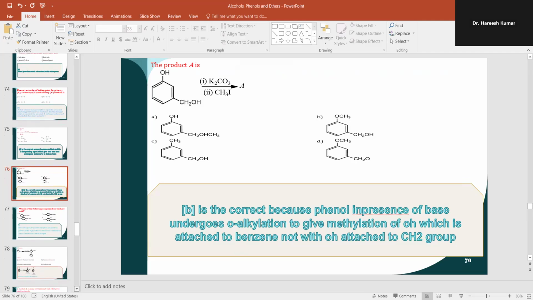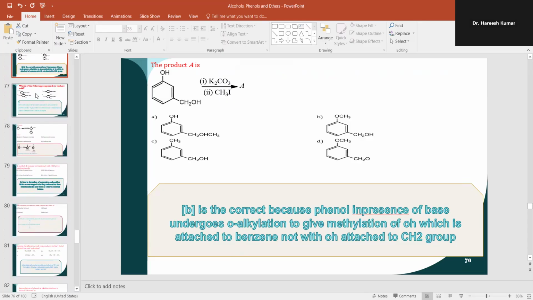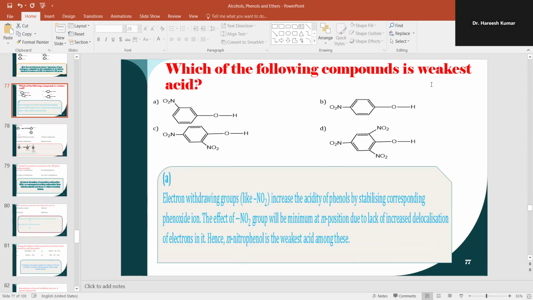Let's take another question. So here, which of the following compounds is the weakest acid? Trinitrophenol is strong compared to dinitrophenol, and dinitrophenol is strong compared to paranitrophenol. So the meta-nitro one contributes less towards the electron withdrawing of the phenol. That's the reason this is the least one. So A will be the answer. The weakest acid is the metanitrophenol.